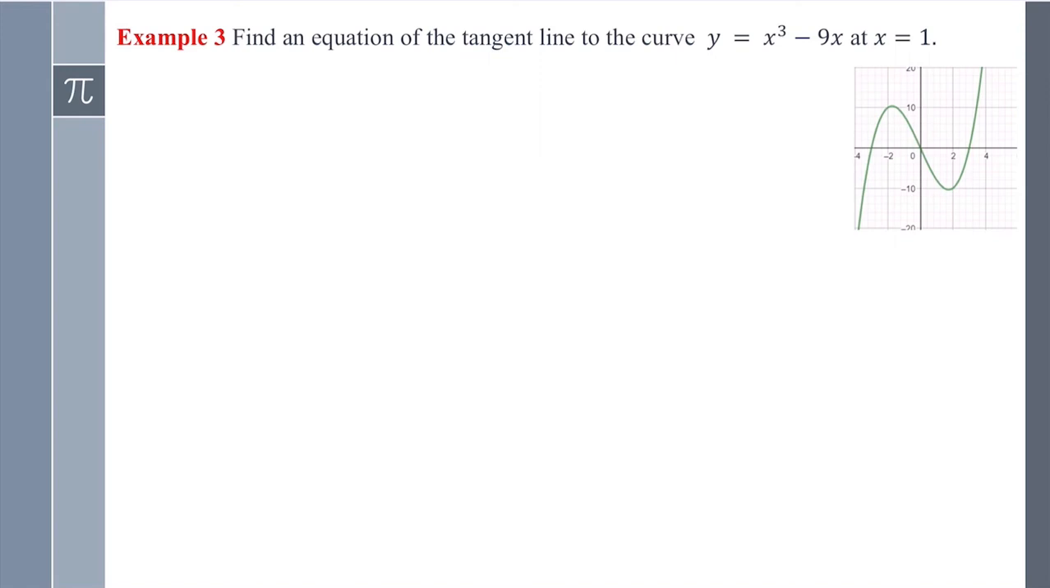Now that's the instantaneous velocity. Our goal again is to find the slope at a point on the curve, on the graph, and then find the equation of the tangent line. So that's the next example.